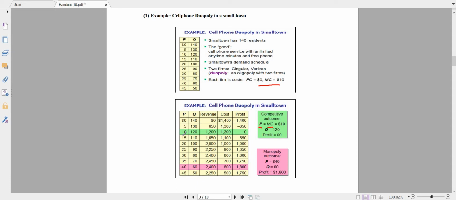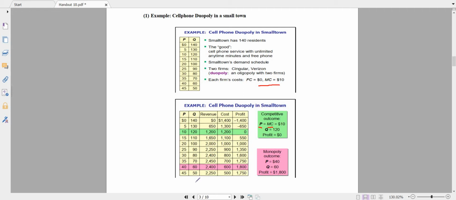So you can see that when price is 10, Q is going to be 120, and you can verify that at this output level, 0 profit is being made. If you recall, in a perfectly competitive market, that is what we assumed, that in the long run, each firm must be earning 0 economic profit.